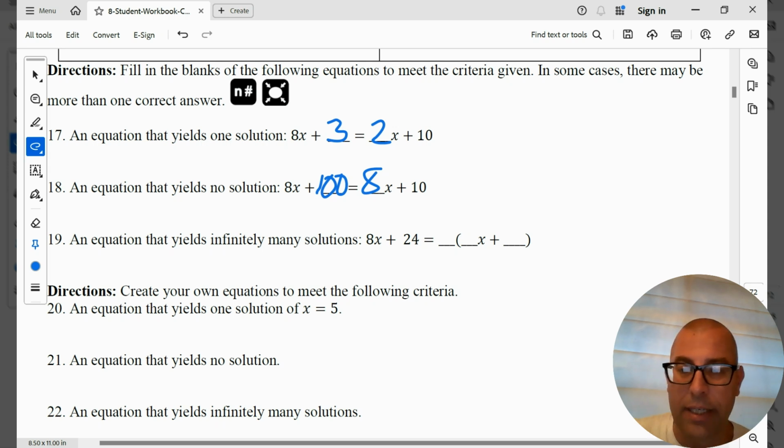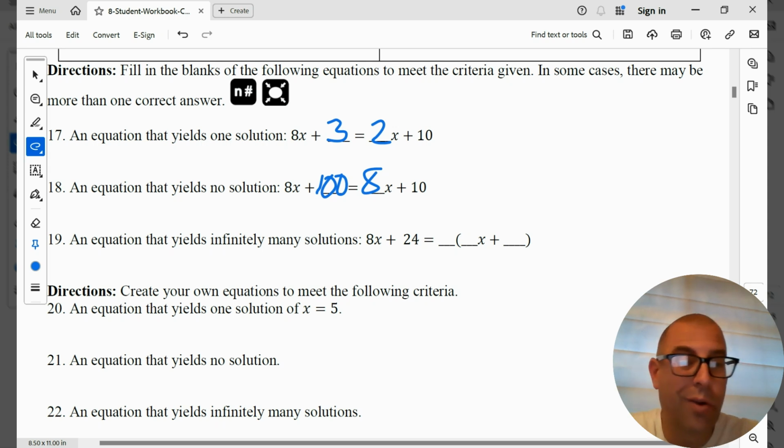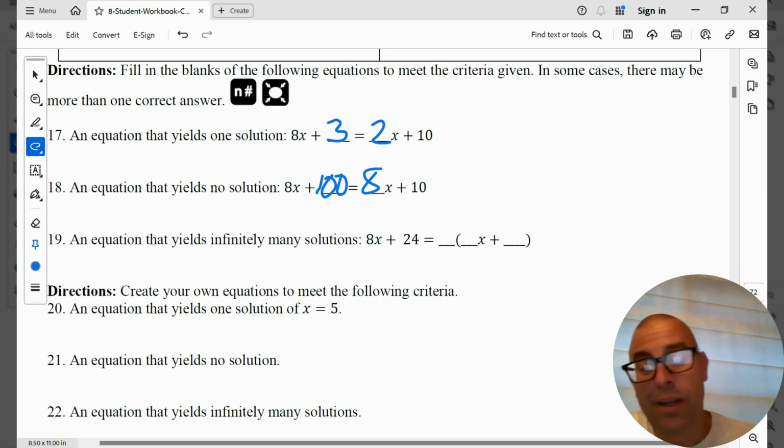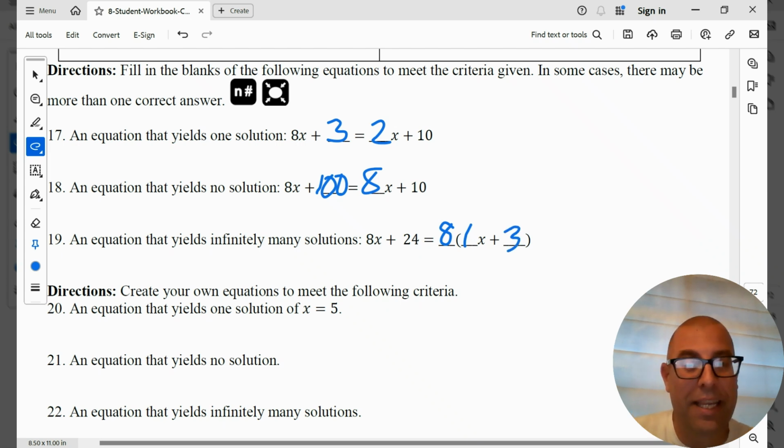An equation that yields infinite linear solutions, which means we need the same thing on both sides. So I have an 8x plus 24 here. They want to know what you can put in here so you also get 8x plus 24. Well, I'm going to put an 8 here, which means I have to multiply them both by 8. So that'll just be a 1x, because 8 times 1x is 8x, and 8 times 3 gives me my 24. Same thing on both sides. That makes a true statement.